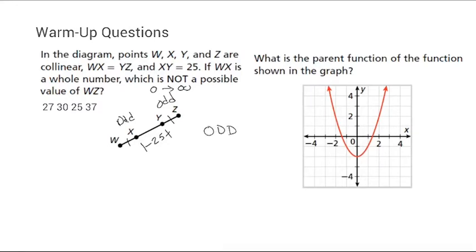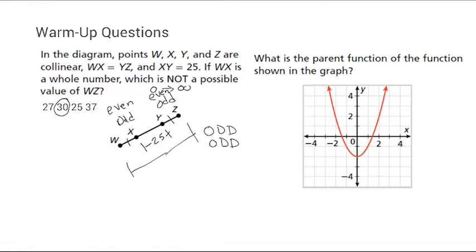If WX is an even number, that means YZ is an even number. Even plus even is even. And then an even number plus 25 is going to give me odd for my answer. So 30 is impossible for a length of WZ. XY is 25. So 30 is impossible for WZ.